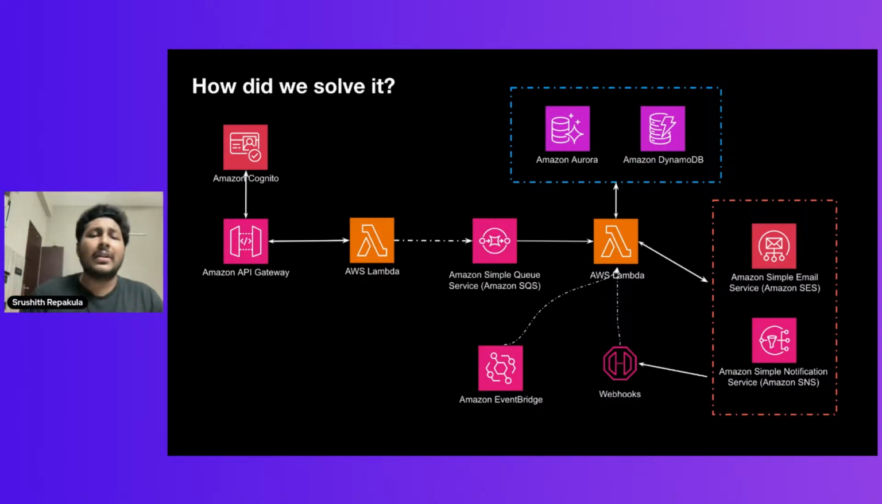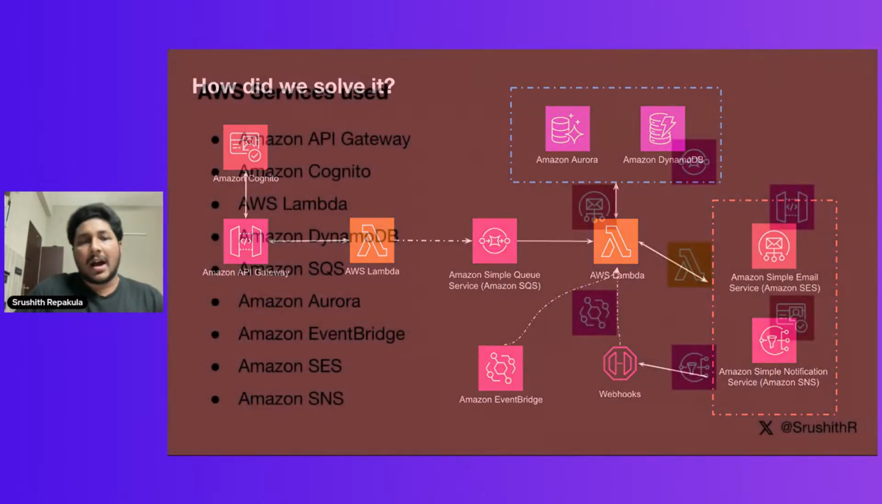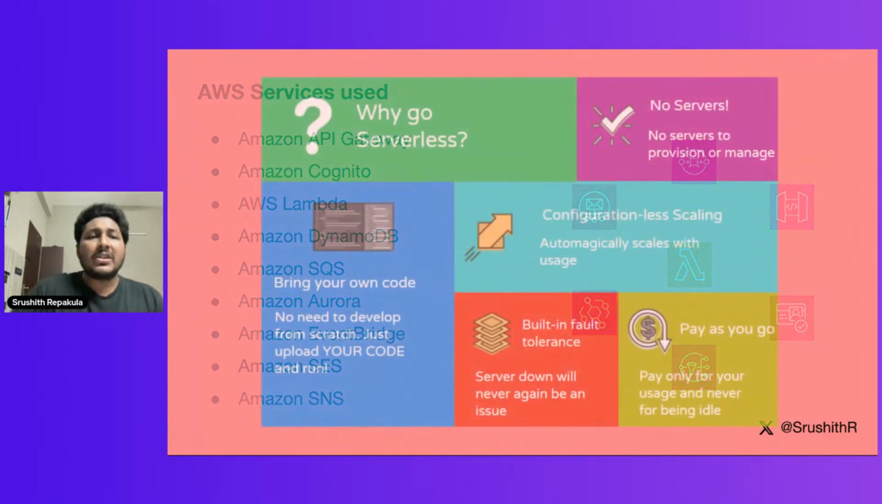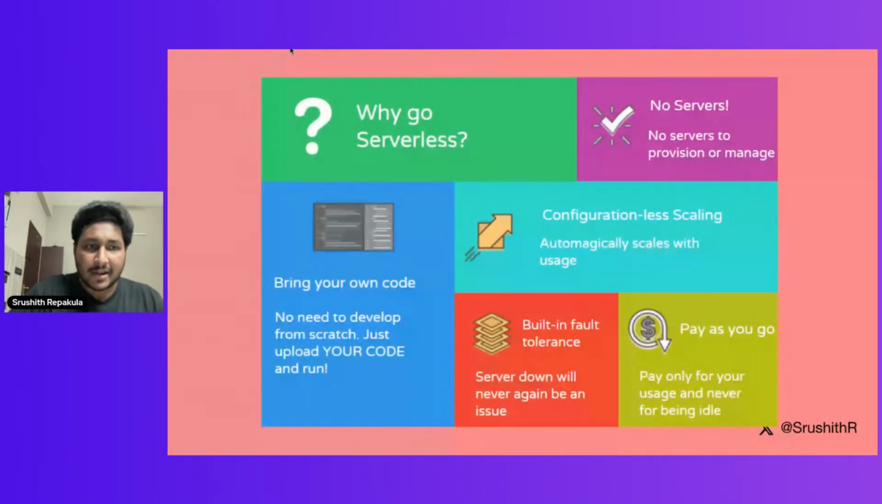So on a very high level, this is the architecture, and we will try to understand the various aspects that we took into consideration while building it, and also some of the trade-offs, architectural decisions, and a lot more as we go along. So here are the various services that were used as part of the architecture. Now, your first question might be, why serverless, right? I have kind of already given the answer.